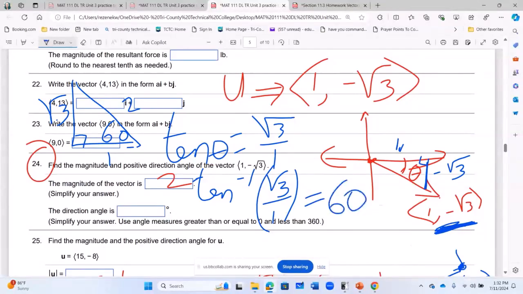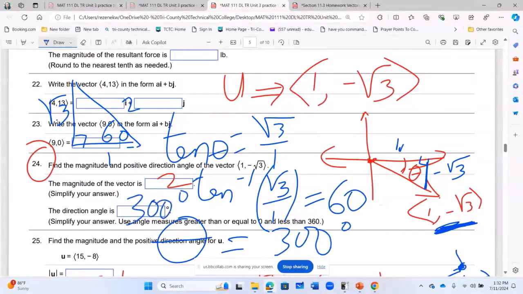Since this angle is 60 degrees, the positive angle in the counterclockwise direction is 360 minus 60, which is 300. So the angle in question in the positive direction is 300. The direction angle is 300. Be careful when you're told to find the positive direction. They want to know that you know your unit circle. It's already in the test. We have done 2 of them, so we have tried.